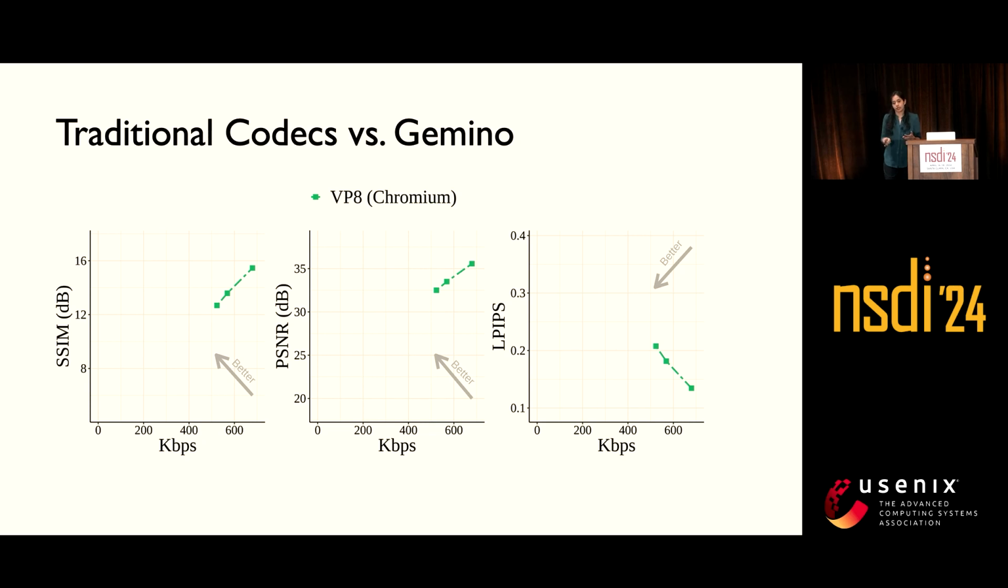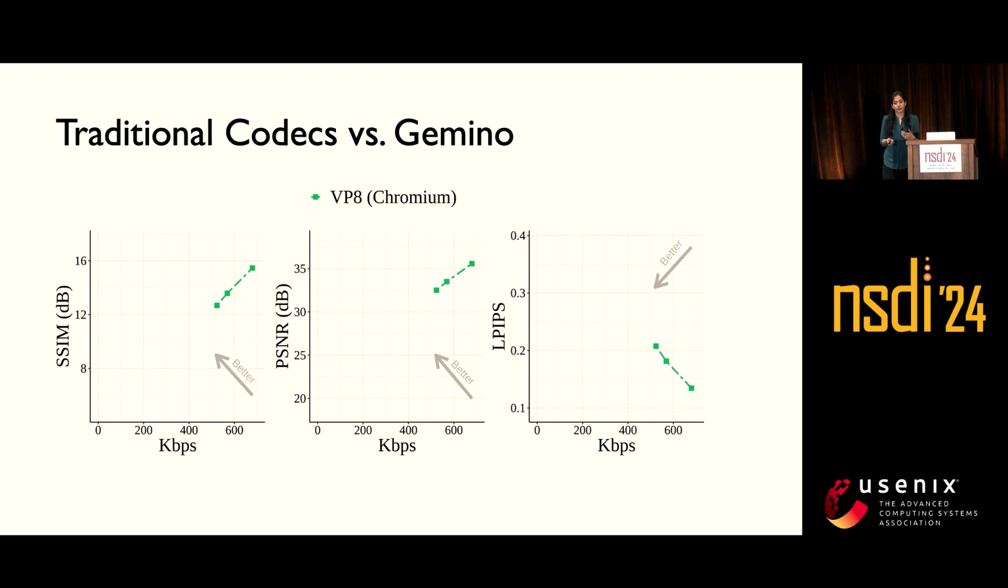So the first comparison I'll present is Gemino against traditional codecs. So here I present these rate distortion curves where the x-axis shows you the bit rate and the y-axis captures the distortion, or how good the resulting frame looks relative to the original in terms of the SSIM, PSNR, and LPIPS numbers. For SSIM and PSNR, higher is better; for LPIPS, lower is better.